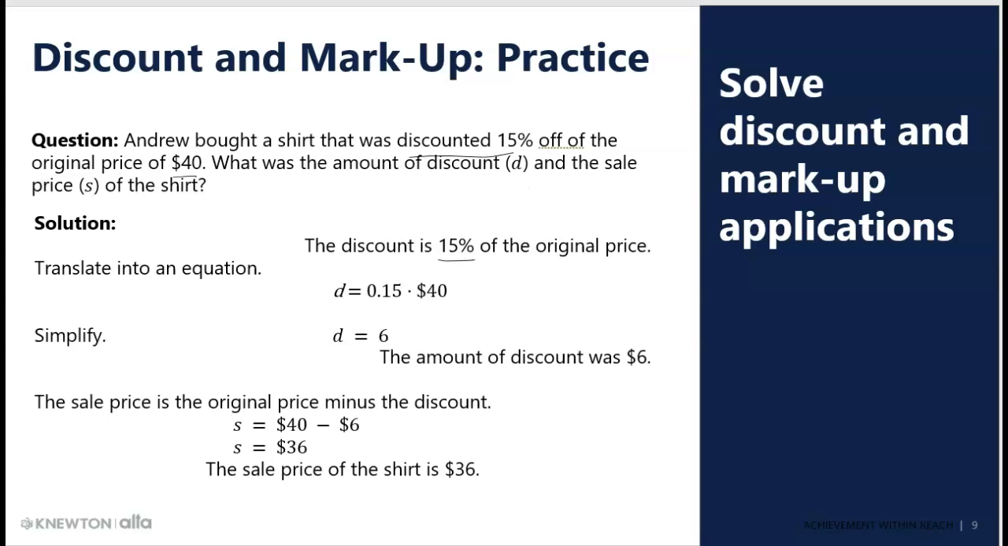So 15% is 0.15. If you're wondering where that 0.15 comes from, 15% literally means 15 divided by 100. If you do that, you get 0.15. Your calculator will give you 0.15 if you do 15 divided by 100. Fraction bar is division. You multiply times the 40. That tells you they're going to take $6 off of the price. 40 minus 6 is 36.